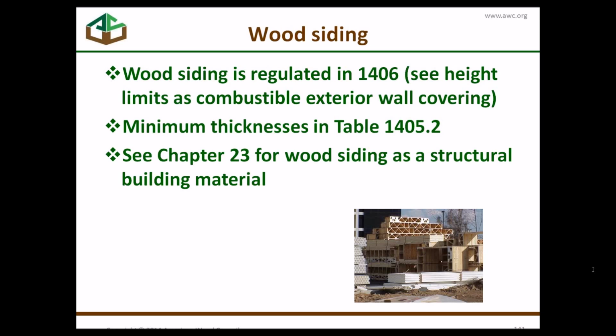Various requirements here for wood siding, which is regulated in 1406. See the height limits as a combustible exterior wall covering, minimum thicknesses, chapter 14 and 1405.2. As a siding material and a structural building material, you'd go to chapter 23.